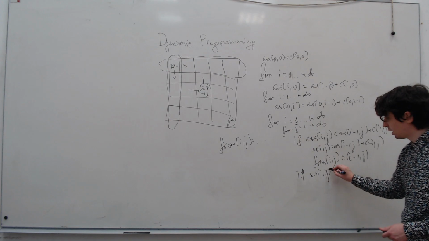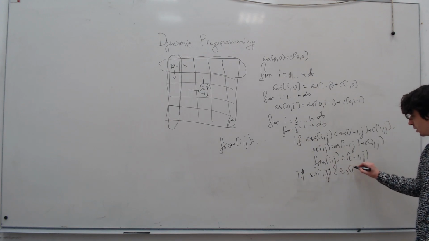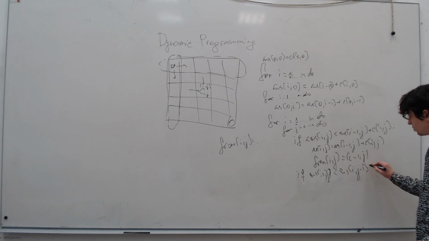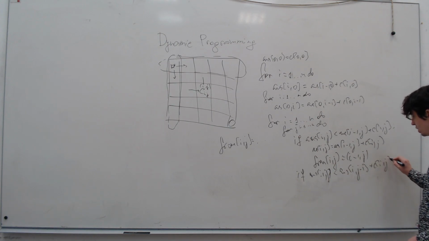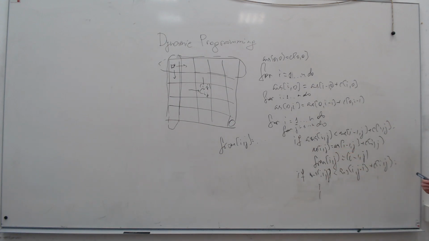If ans ij is less than ans of i j minus 1 plus Cij, then you are doing the similar thing. You update the answer. This is how you do kind of arg maximum, as Elizaveta said, but it is more explicit because you don't have the function arg maximum, unfortunately.